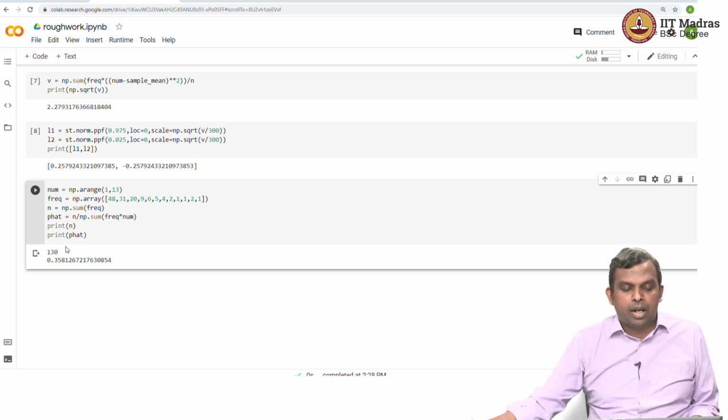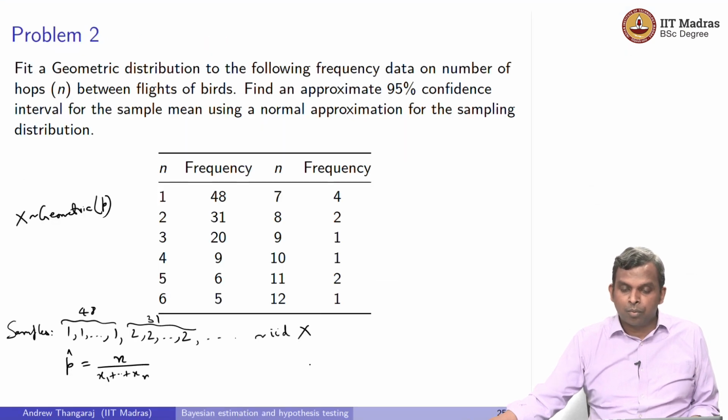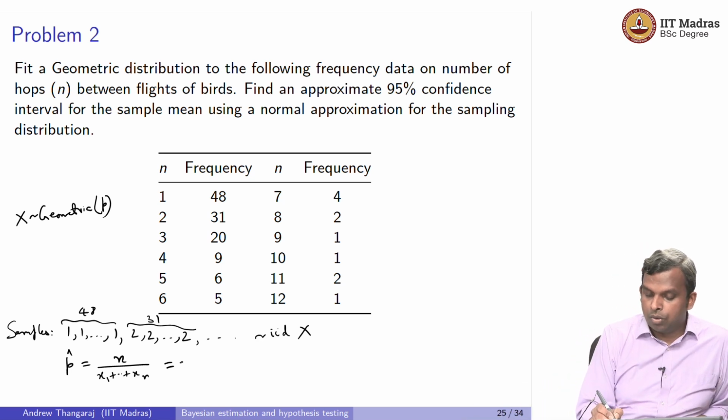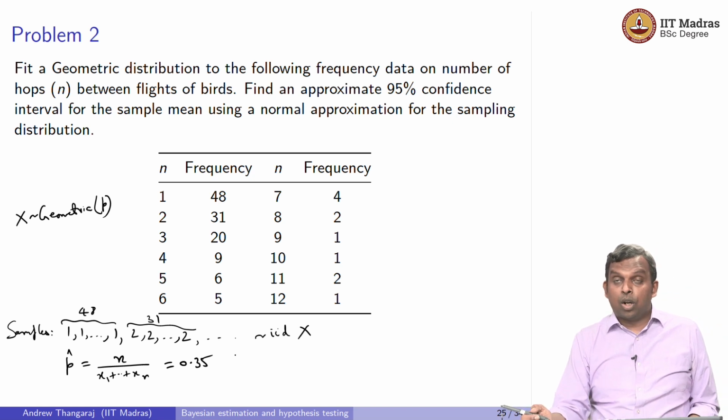There you go. 130 is the number of samples, and 0.3581 is the estimate for p hat. Okay, so that's good enough. That's good. So it works out as 0.35 something. Okay. What about the confidence interval?